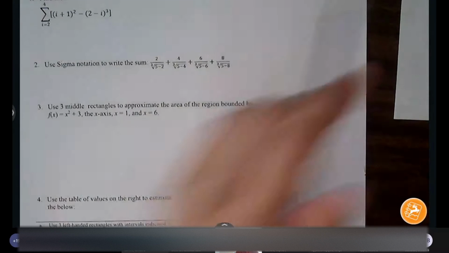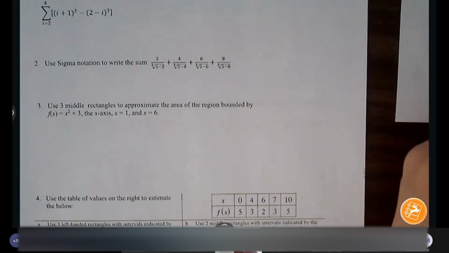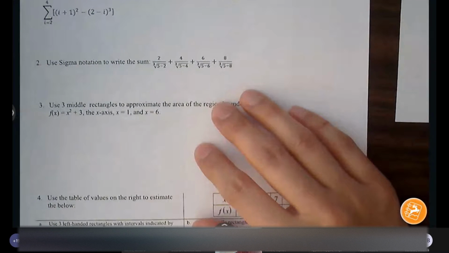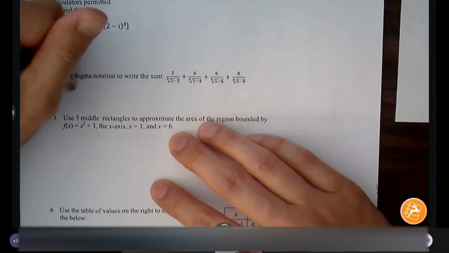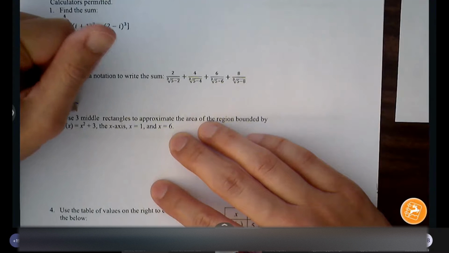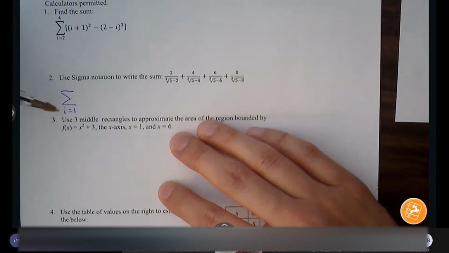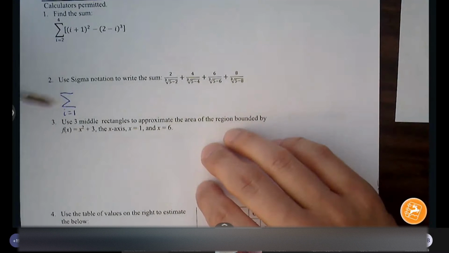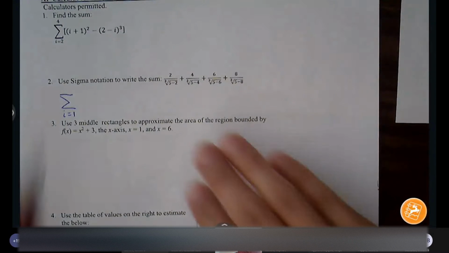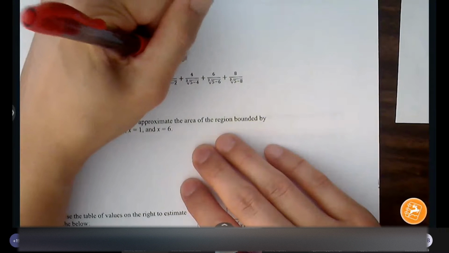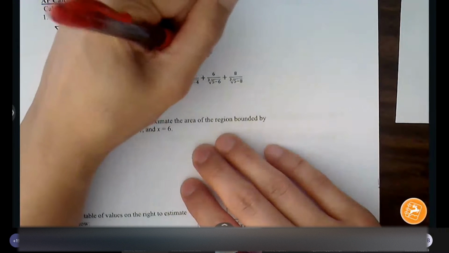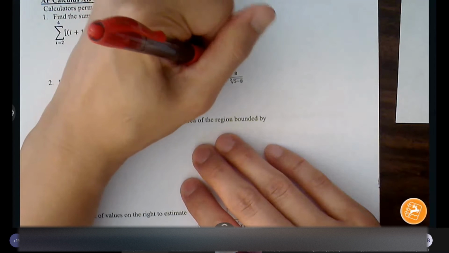All right, number 2. Use sigma notation to write the sum. So the way that we're going to do this is we're going to try to get this into an expression that looks like this. Okay, we know that we're always going to start with 1 for these types of problems. And we're going to figure out a pattern that will allow i equals 1 to give me this term, i equals 2 to give me this term, i equals 3 to give me this, and then i equals 4 to give me this.